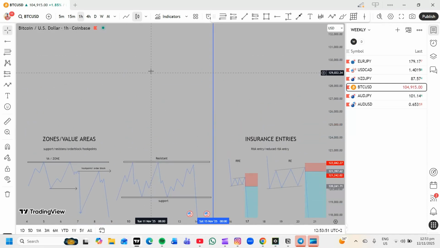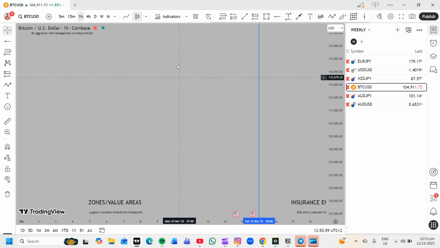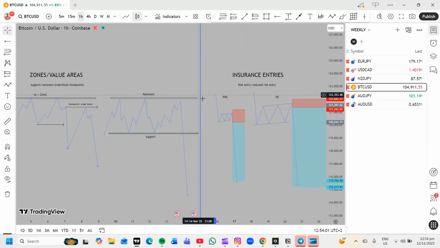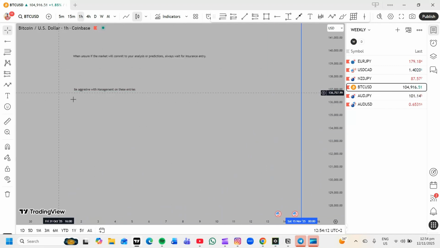Okay, when do we use this insurance entry? When unsure if the market will commit to your analysis or prediction, always wait for an insurance entry. You see, because you predicted that the price will come to the resistance, but now it's maybe giving signs of reversing while it's here. What do you do? You wait for an insurance entry. And I'll come back to this point later on.